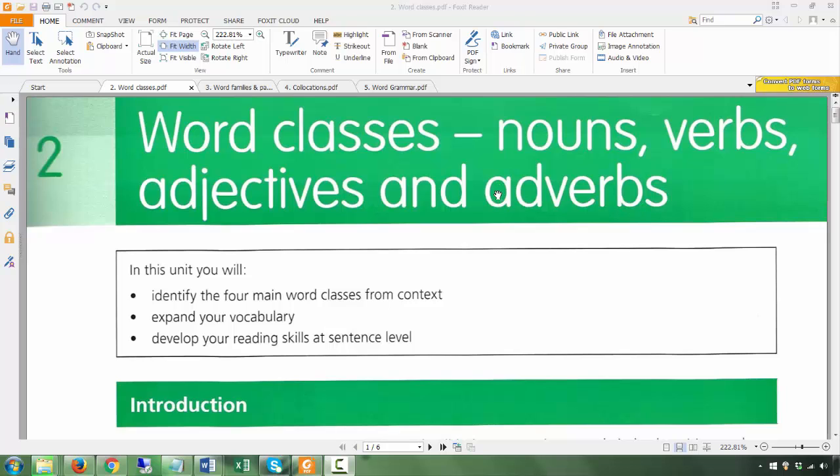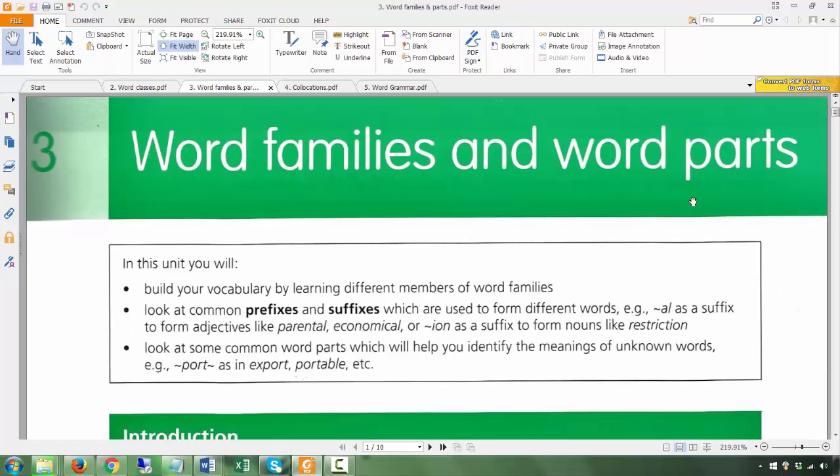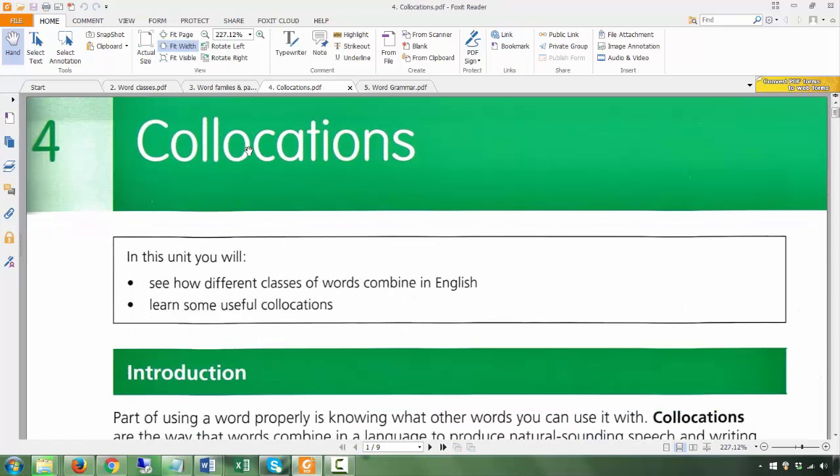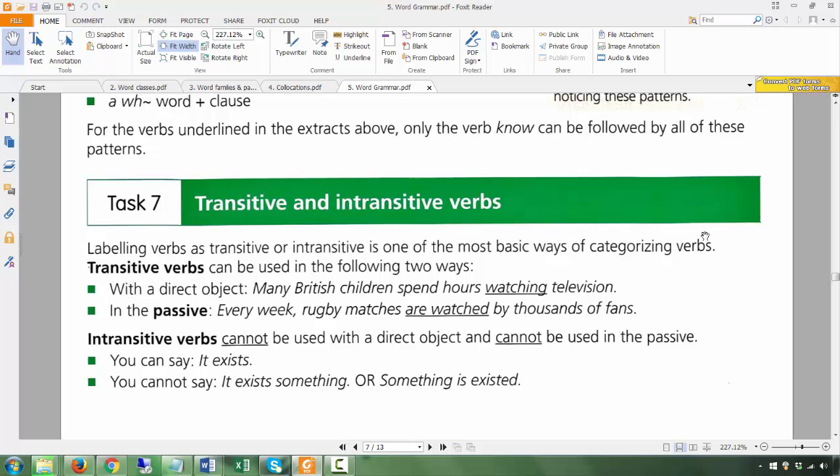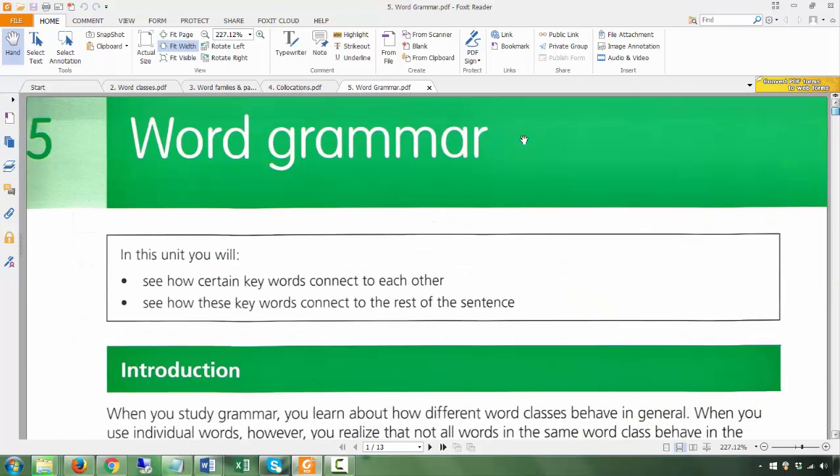All right, I'm going to get you guys to do 4 chapters in this vocabulary book. The first chapter is going to be on word classes. The next one's going to be on word families and word parts. Third's on collocations. And collocations, this is an area I cover in my writing class too. And the fourth is going to be on word grammar. Now, word grammar is the same thing as what I call word patterns.